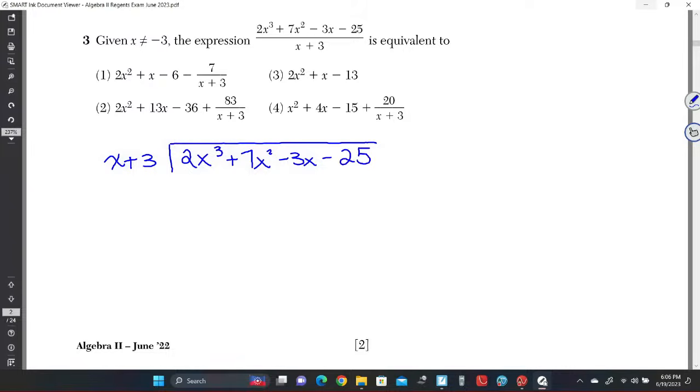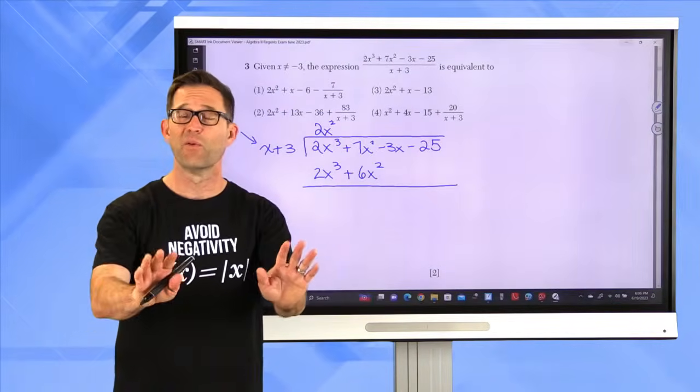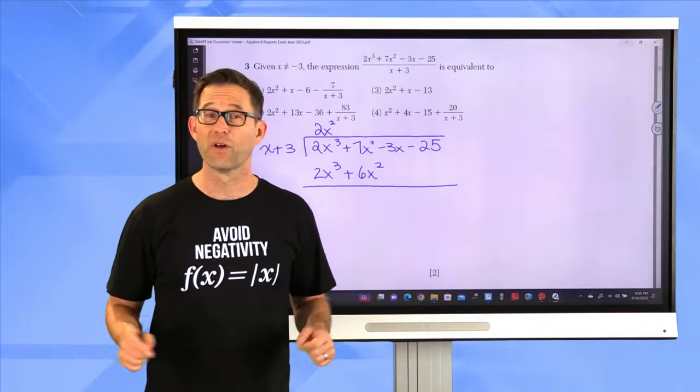Now, the first thing I always ask myself is, what do I need to multiply x by to get 2x cubed? And that would be 2x squared. Then I'll take 2x squared, multiply it by x plus 3, and get 2x cubed plus 6x squared. This is very similar to the process of normal long division, and I know most of you haven't done normal long division for a real long time.